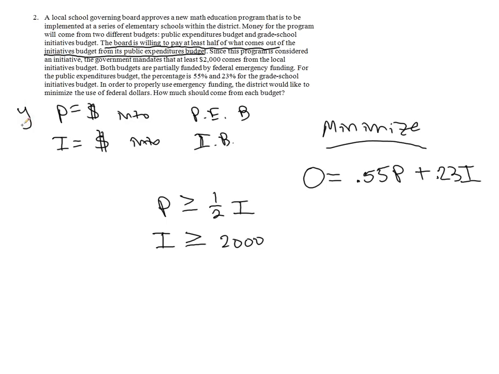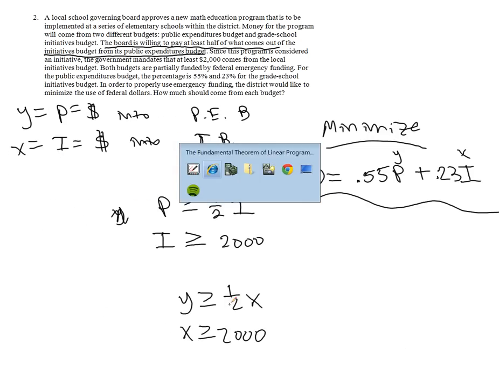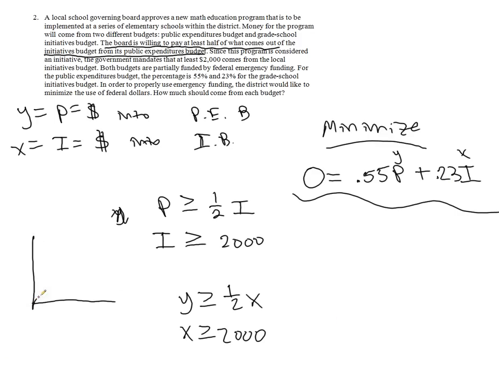So let's relabel. Let's call this Y and call this X, so that we can easily enter this into our calculator. So we have Y greater than or equal to 1/2 X, and then we have X greater than or equal to 2,000. We don't really need to rewrite this one, but we'll just remind ourselves that this is Y and X. And now we'll graph both of them. Over here I've already graphed 0.5x, but x greater than or equal to 2,000 is a vertical line. So what this is roughly going to look like is something like this, and at 2,000 will be a vertical line shooting up.